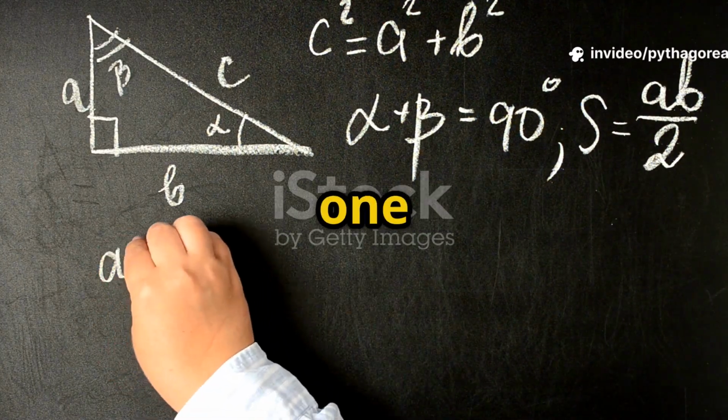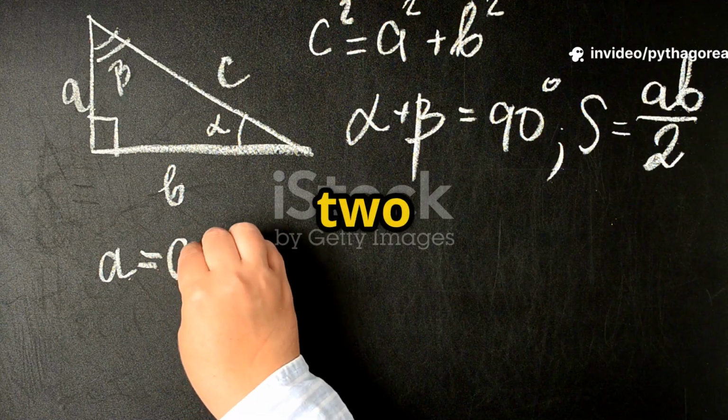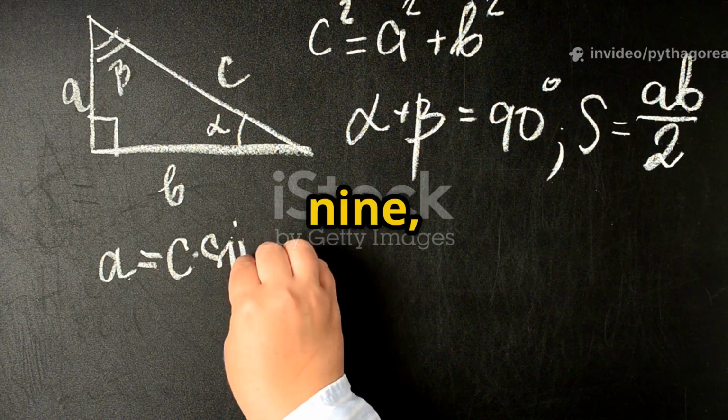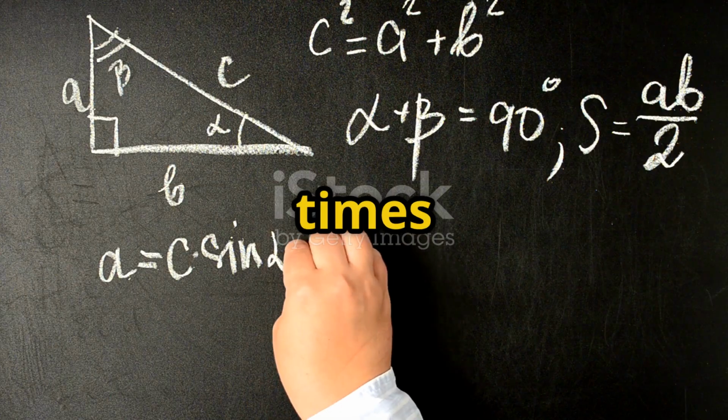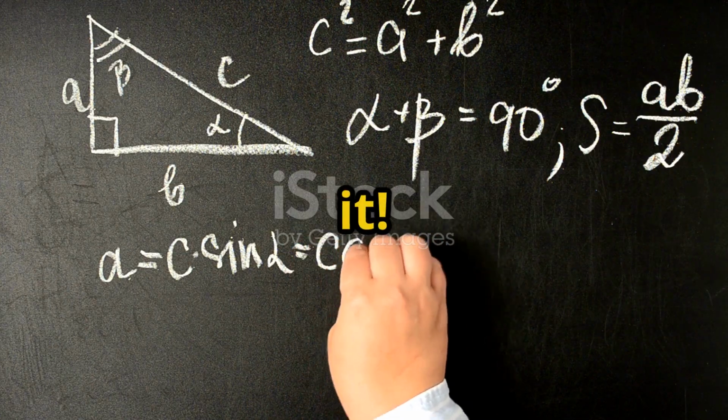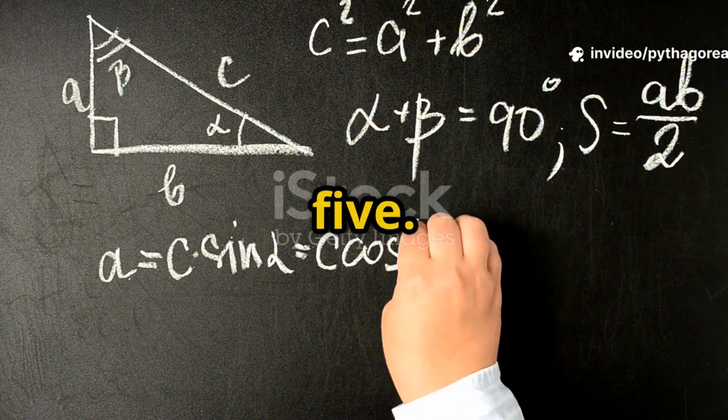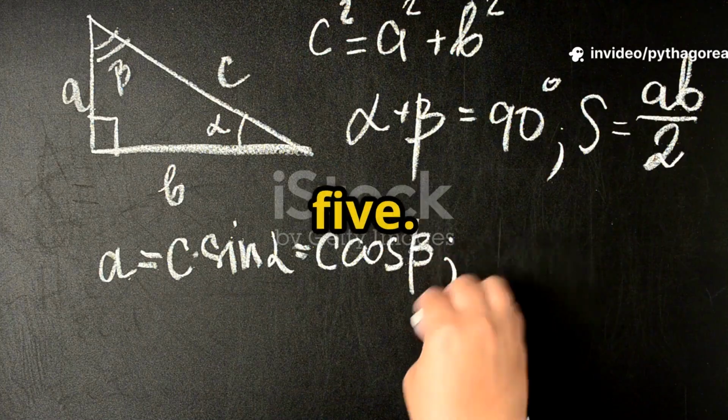Let's think. 1 times 1 is 1, 2 times 2 is 4, 3 times 3 is 9, 4 times 4 is 16, and 5 times 5 is 25. We found it. The square root of 25 is 5. That means C equals 5.